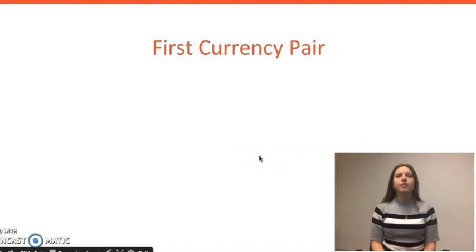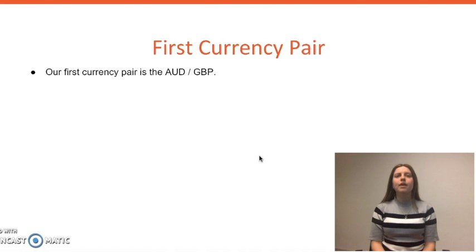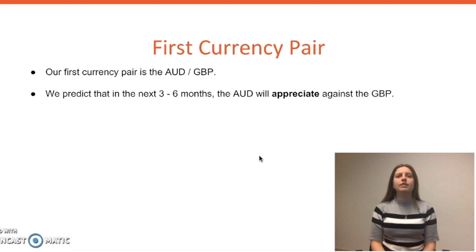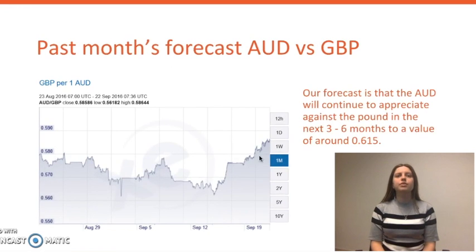The first currency pair which we'll be comparing is the Australian dollar and the Great British Pound. After researching and comparing various economic indicators, we are forecasting that in the next 3 to 6 months, the Australian dollar will appreciate against the Great British Pound. We are forecasting a value of approximately 0.615 pounds per Australian dollar.